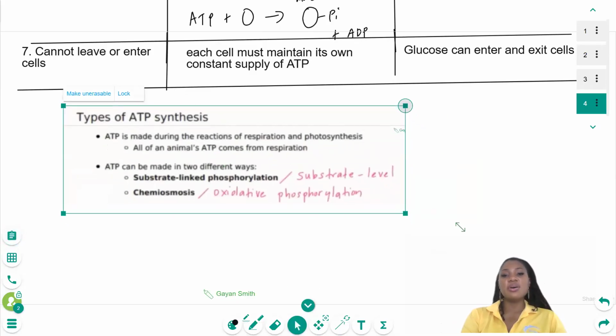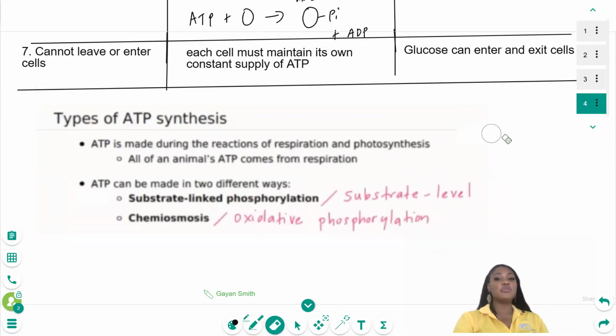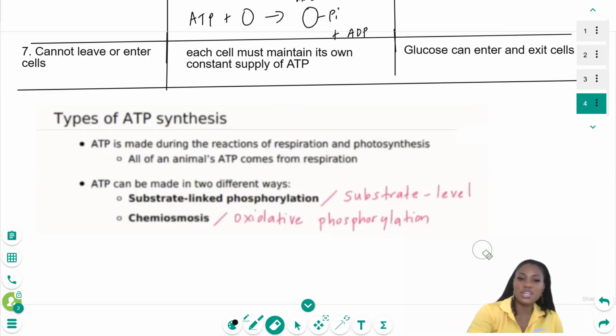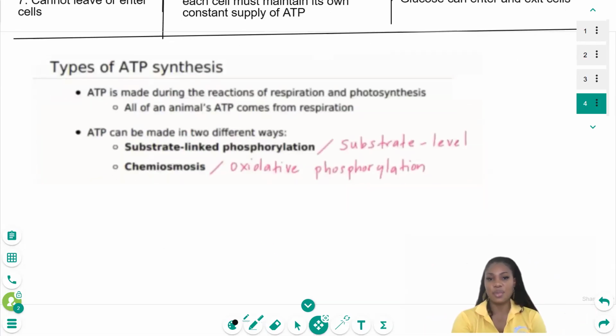All right, so we make ATP during two reactions. We make ATP during photosynthesis, if you're looking at plants, and also in respiration. But if you're an animal like us, all of our ATP comes from respiration because we can't do photosynthesis. Now, ATP can be made in one of two ways in our cells. There's one process called substrate-linked phosphorylation or substrate-level phosphorylation, and then there's one called chemiosmosis or oxidative phosphorylation. We actually met the chemiosmosis one already during photosynthesis, so we're going to meet it again.